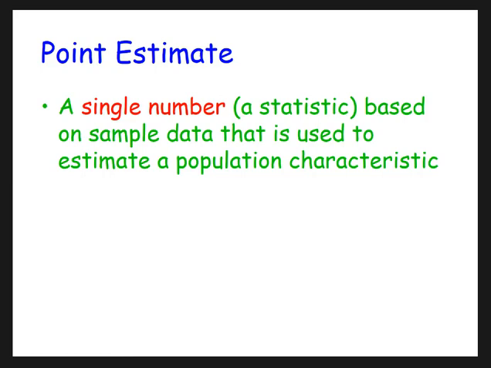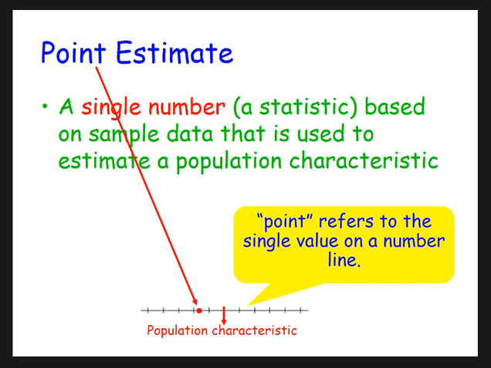So a point estimate is a single number, a statistic from a sample, based on that sample data, that is used as an estimate of a population characteristic or population parameter. So let's say that this arrow here refers to the, well, the point refers to a single value on the number line. Let's say the arrow is our population parameter, and that point is our sample statistic. Usually it'll be relatively close. If we took a good, representative sample, that should be relatively close to our population characteristic.